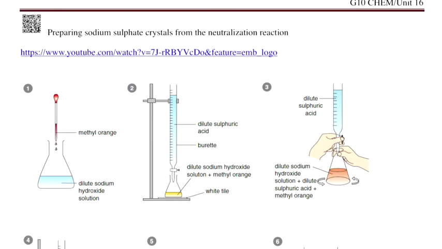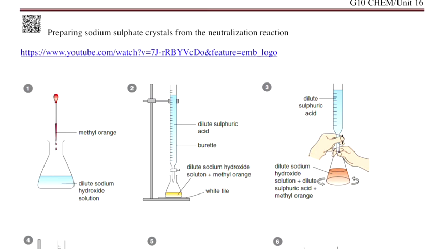Now let's go through one example together. You can refer to this video for the real experiment. So what are we going to do? First, we are going to work out the precise amount we need for this reaction. So from step 1 to 3, we're going to work out the precise amount.